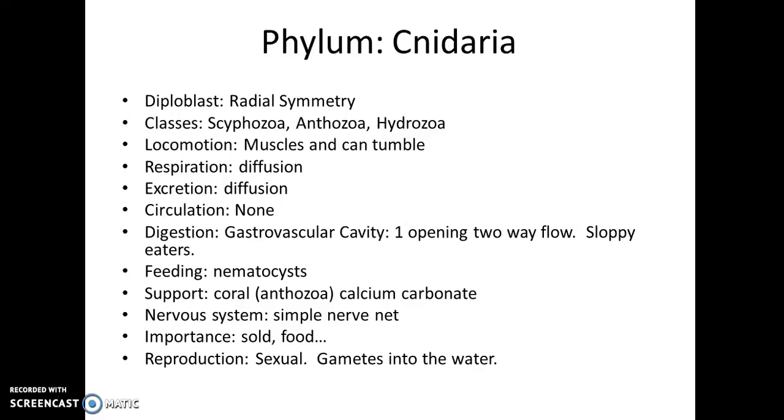Support, coral, which is anthozoa. They have calcium carbonate, but pretty much they don't have any support other than that. They have a simple nerve net. Importance, they're sold as food. In China, they love to eat jellyfish.